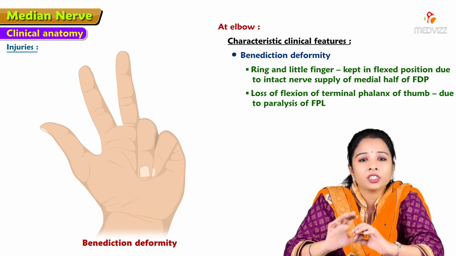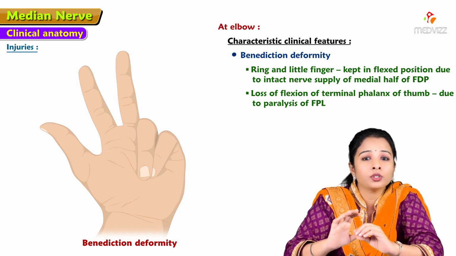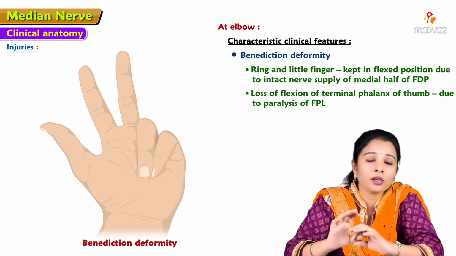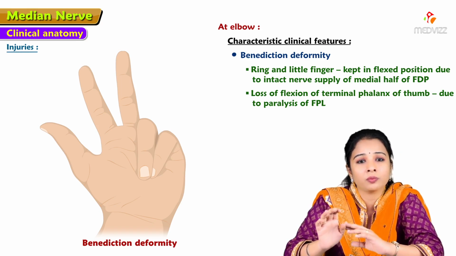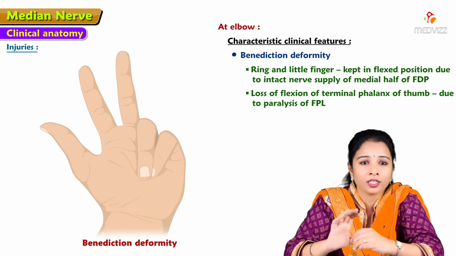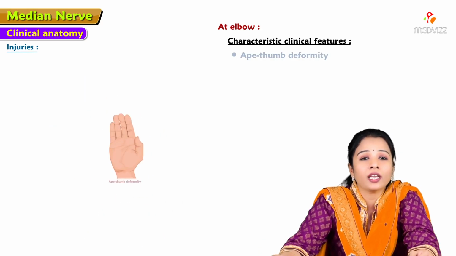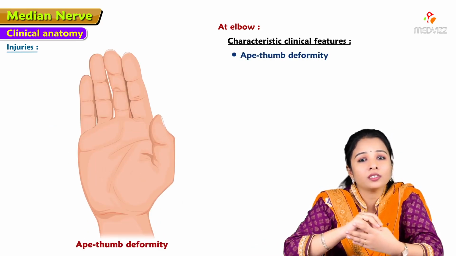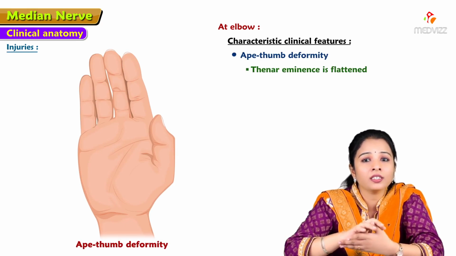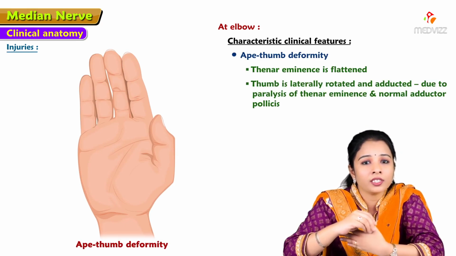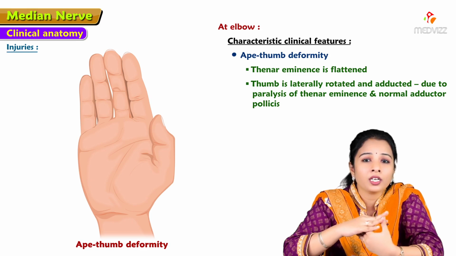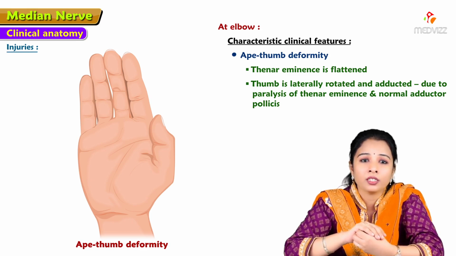There is loss of flexion at the terminal phalanx of the thumb due to the paralysis of flexor pollicis longus. So flexor pollicis longus is also paralyzed. So this is called benediction deformity. Next is the ape thumb deformity. In this, the thenar eminence is flattened. The thumb is laterally rotated and adducted due to the paralysis of thenar eminence muscles and the unopposed adductor pollicis.